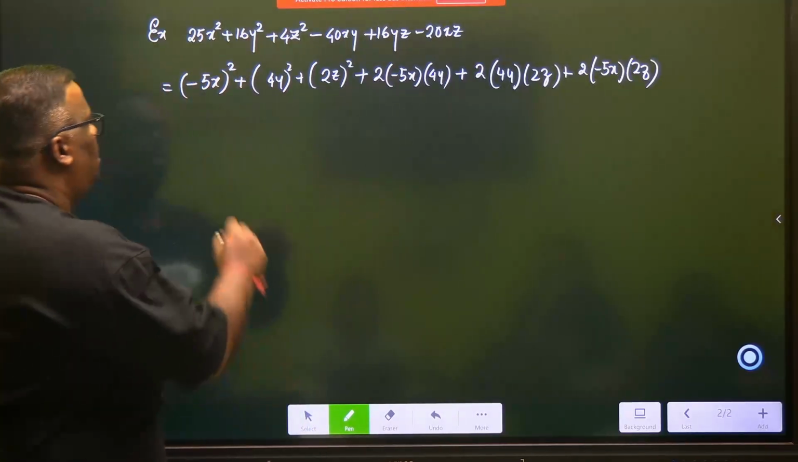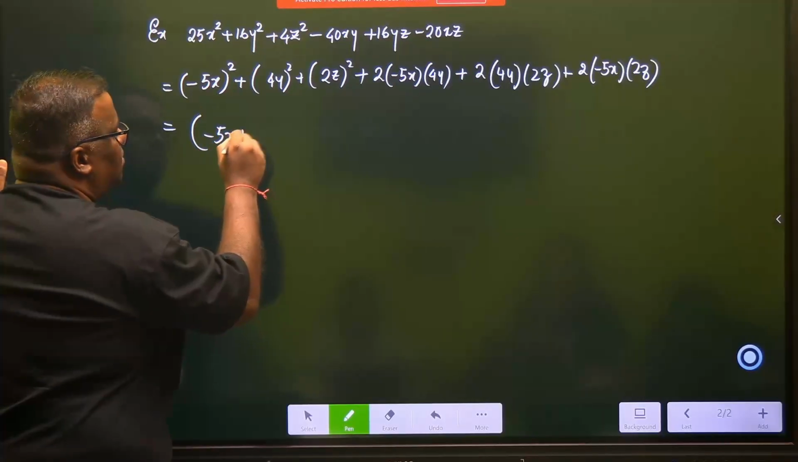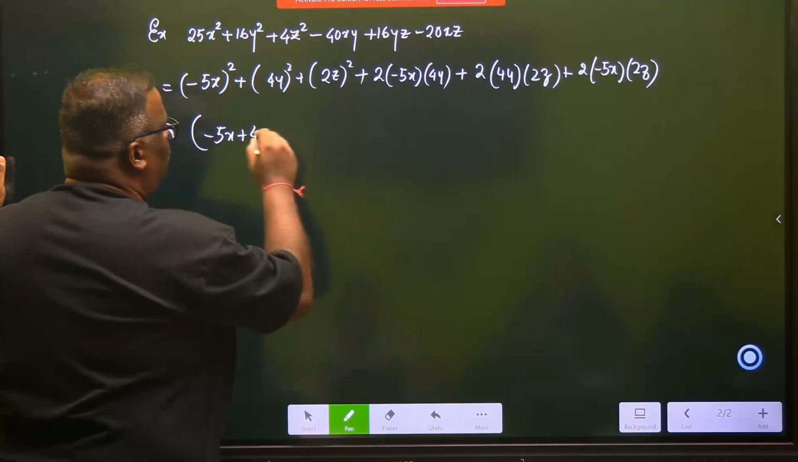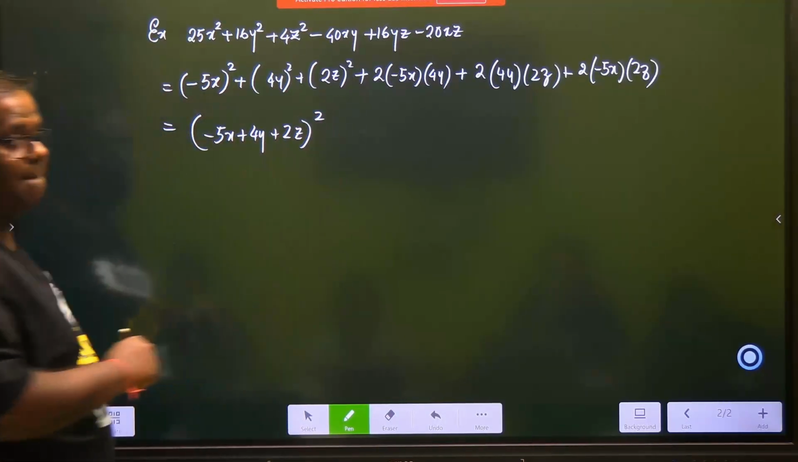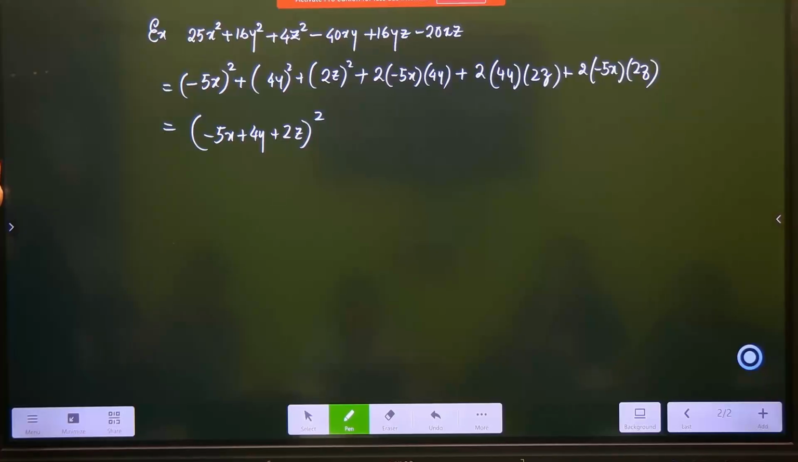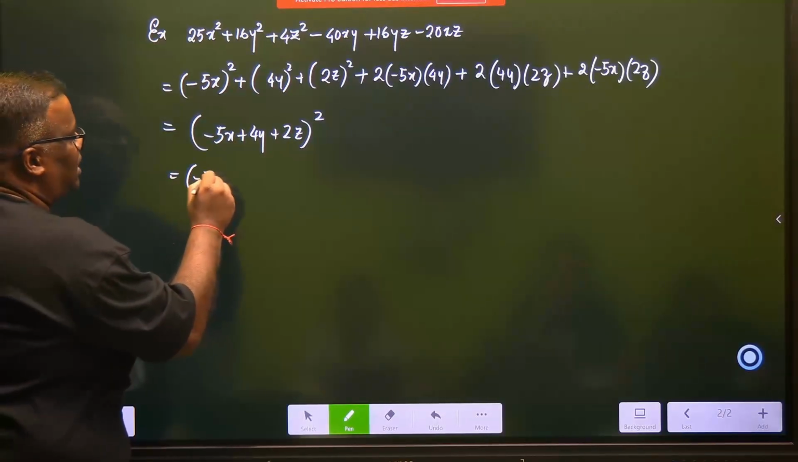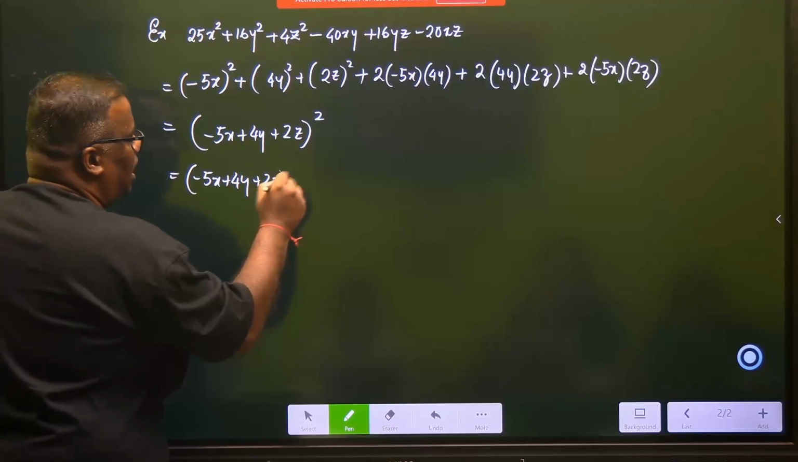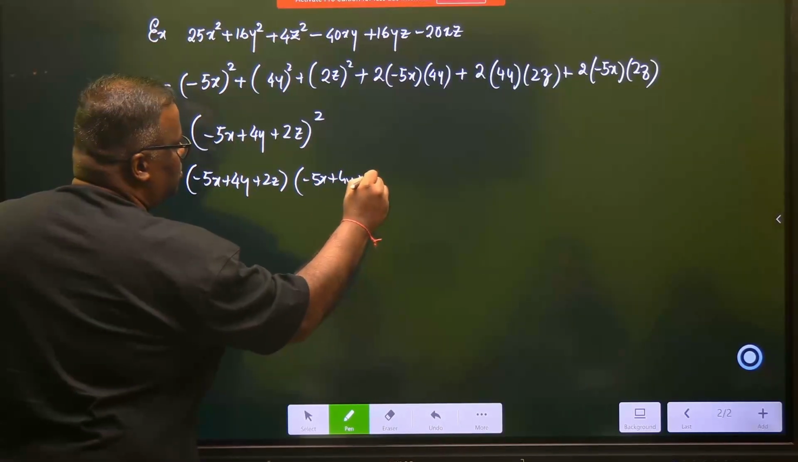So my next step would be (minus 5x plus 4y plus 2z) whole square. And when they say factorize, the right way is to actually show the factors. So the next step would be (negative 5x plus 4y plus 2z) times (negative 5x plus 4y plus 2z). This is the right way to do. These are the factors.